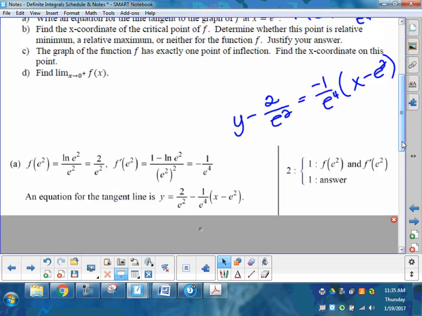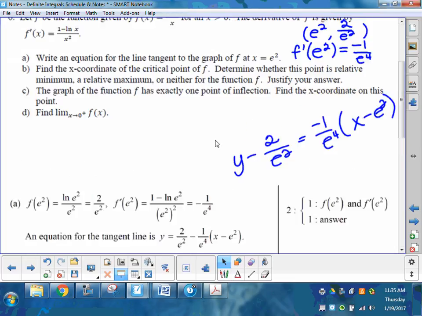Questions on that? Notice how little work needs to be shown in order to get that. If you reach those benchmarks, that's it. On the right-hand side, you get 1 point for evaluating out the function and the derivative at e squared. And your final answer is the other one. Questions on that? 2 points. You actually all should be able to get a minimum of 3 on this.